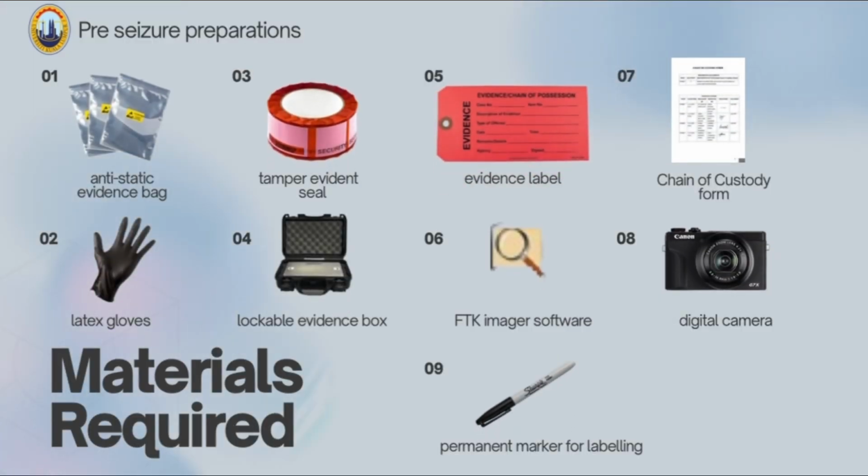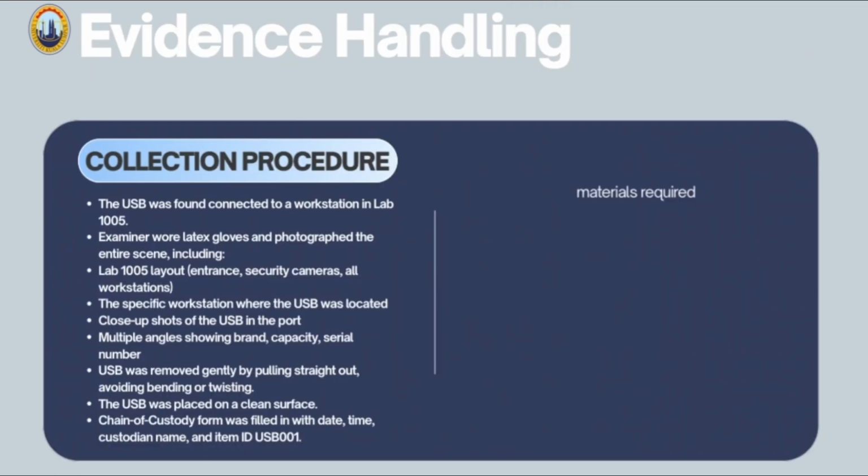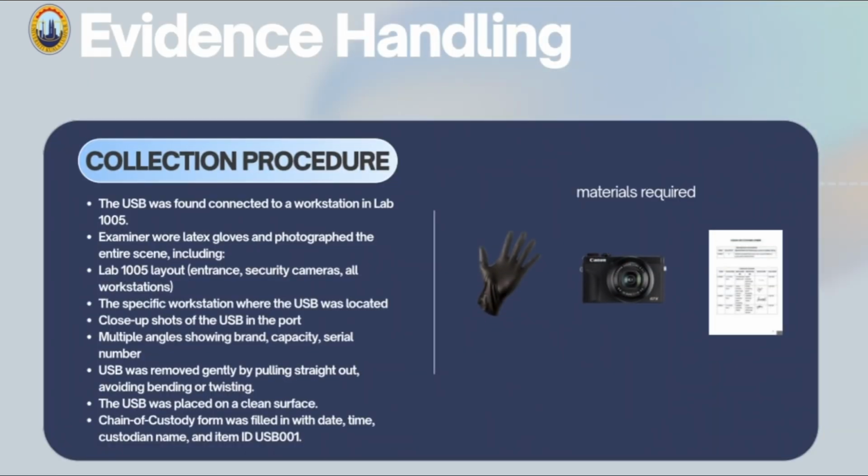Alright, the materials required for this are scissors, anti-static evidence bag, gloves, tamper evidence seal, lockable evidence box, evidence label, FTK Imager software, chain of custody form, digital camera, and lastly a permanent marker for labeling. Alright, moving on to evidence handling.